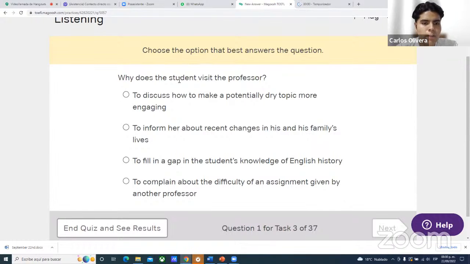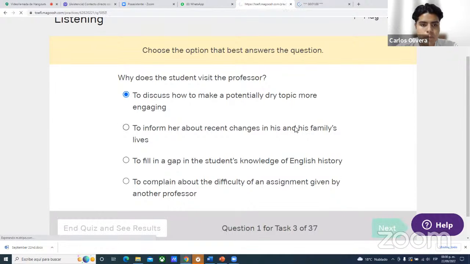I think that we are very clear that the correct response in this one is the first one, right? To discuss how to make a potentially dry topic more engaging. This is the reason why he comes to the professor, right? Because he's afraid of having a lecture that is not very good, or let's say striking, for his students to receive, and that maybe for him could be boring for other people, right? So he's trying to make this not very boring. So I think this is a correct answer.